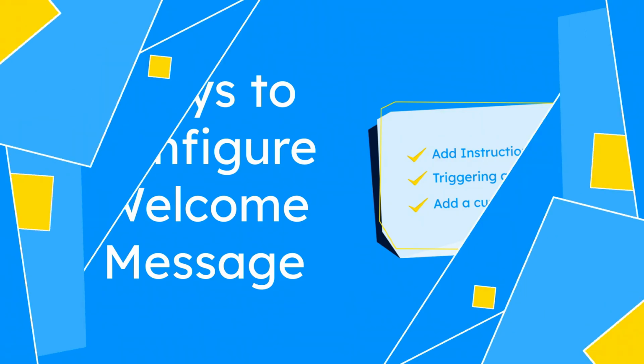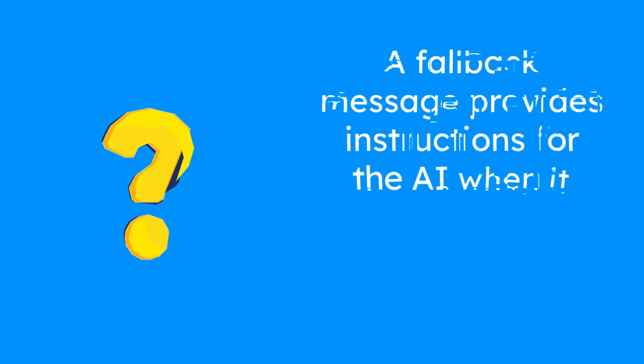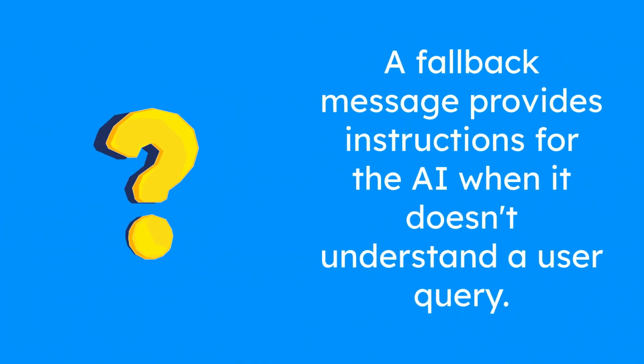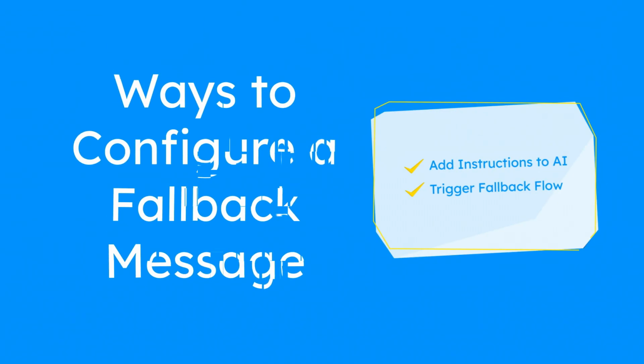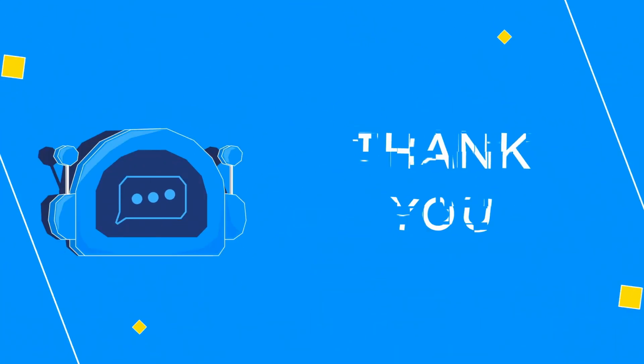A fallback message provides instructions for the AI when it doesn't understand a user query. You add instructions to AI or trigger a predefined fallback flow for handling unexpected inputs. Next, we shall understand how individual agents can be configured.